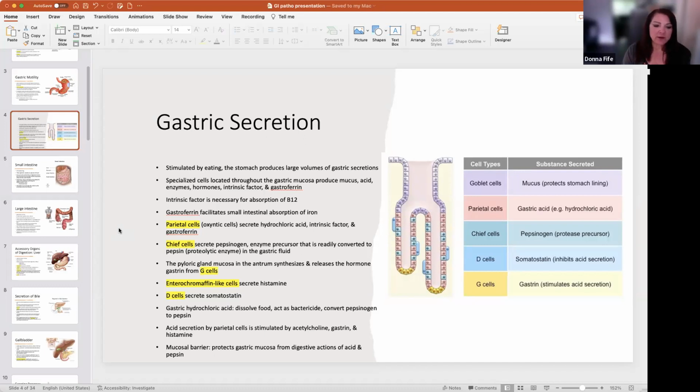We have gastric hydrochloric acid, and the purpose of this is to dissolve food. This also acts as a bactericidal, and it converts pepsinogen to pepsin. Acid secretion by parietal cells is stimulated by acetylcholine, gastrin, and histamine. And we have a mucosal barrier protecting the stomach. It protects the gastric mucosa from the digestive actions of acid and pepsin. And here's just a chart of the different cells and the substances secreted by those cells.